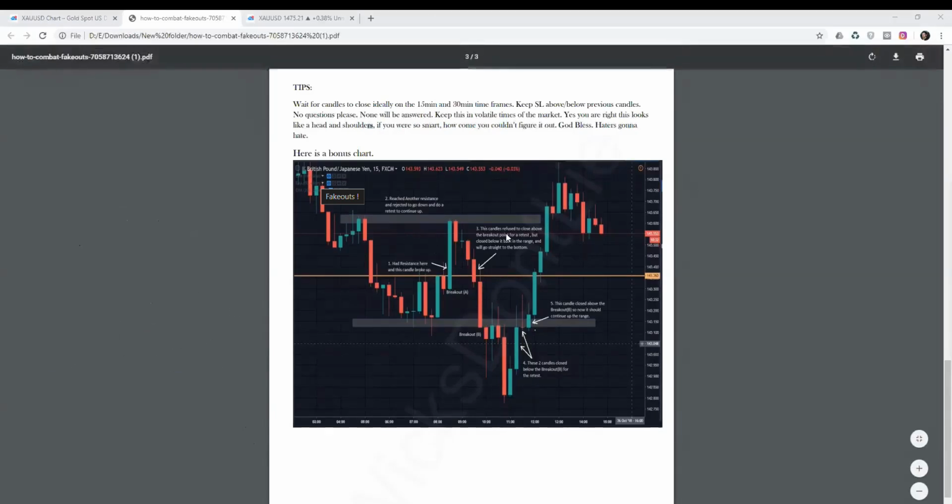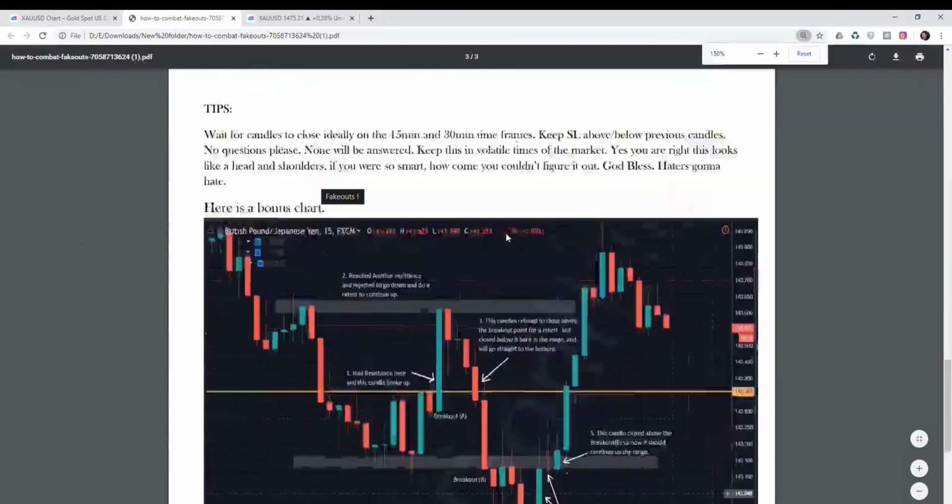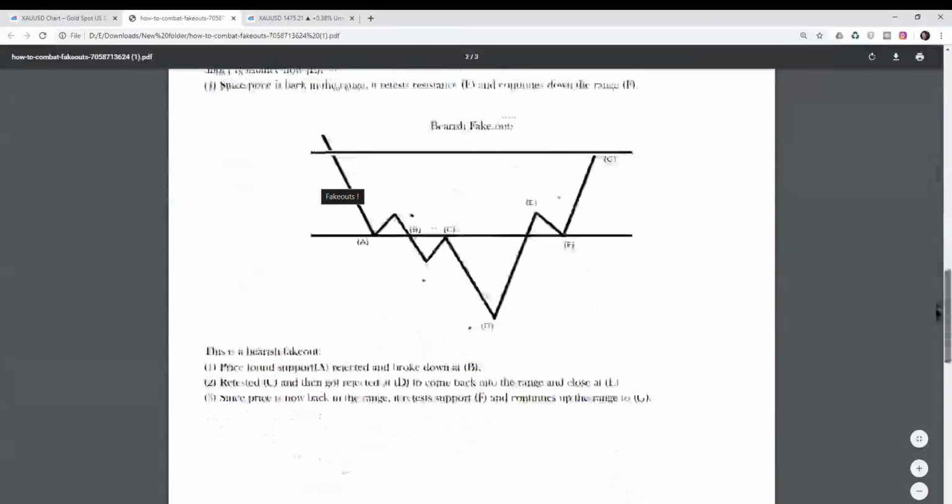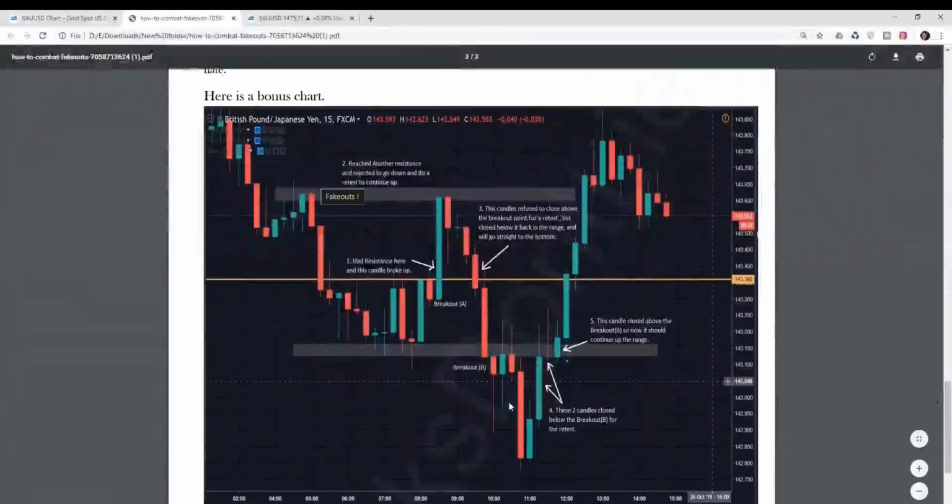All right, what's this example here? Okay. Yeah, see, I've been numbering captions since a year ago, so it just made me better. All right, so number one, had resistance here when this candle broke up, so this was resistance, candle broke up. Let me get a color over here.